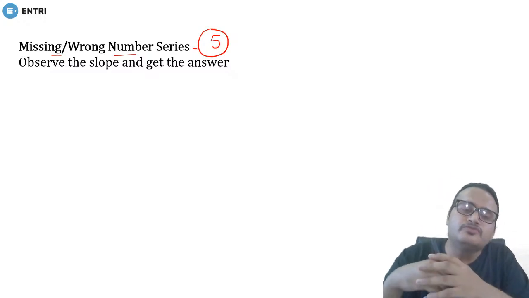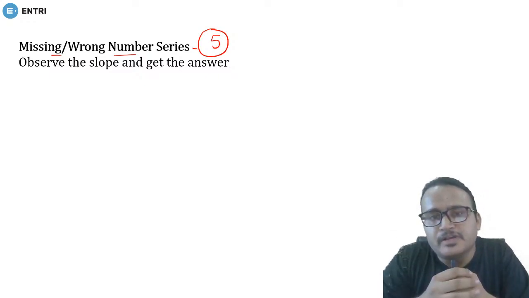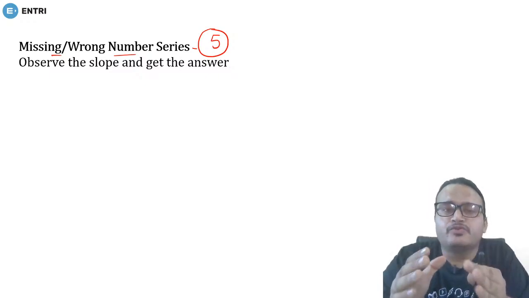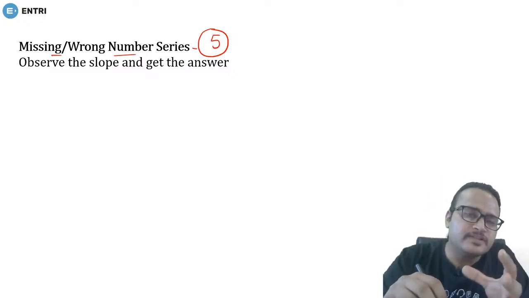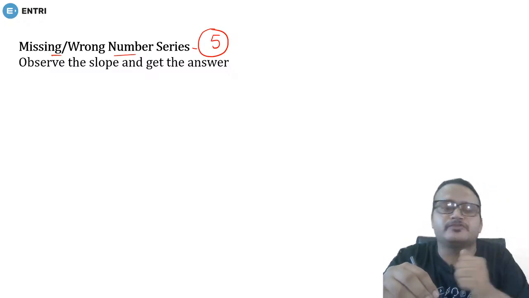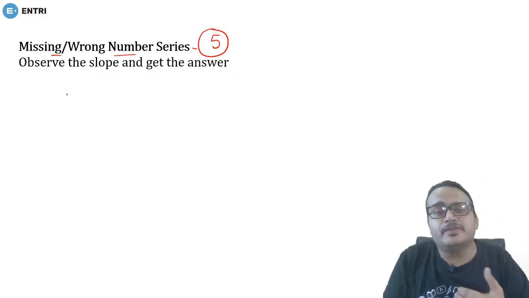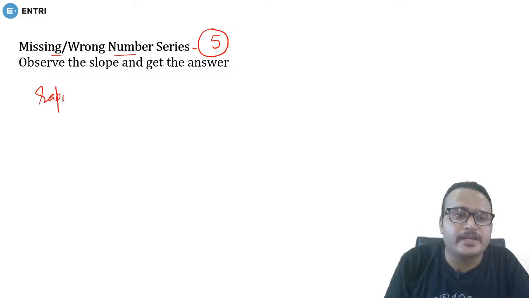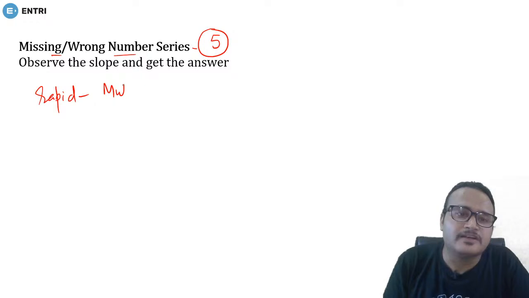So in order to solve this question, you must know how to observe the slope of the series. In order to get your answer quickly, you must know how to observe the slope. So guys, there are a few things that you need to adopt in observing the slope. Guys, if the slope of the series is increasing at a very rapid pace, then what will be the concept? So the multiplication concept will be involved.